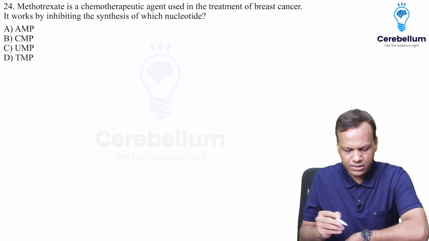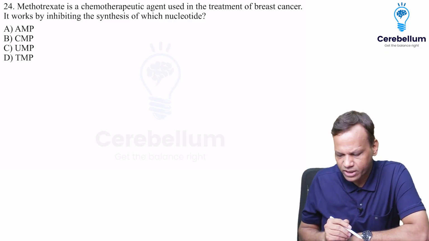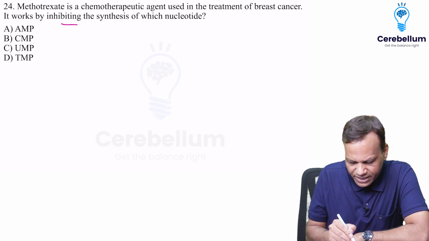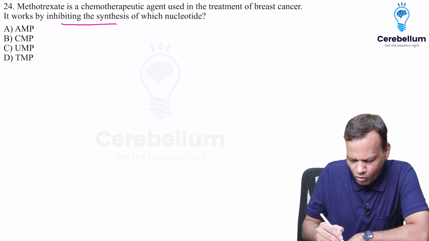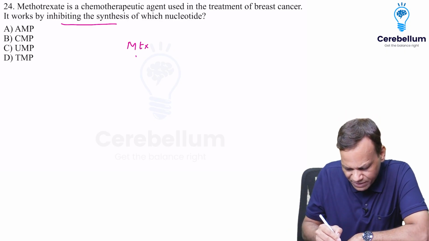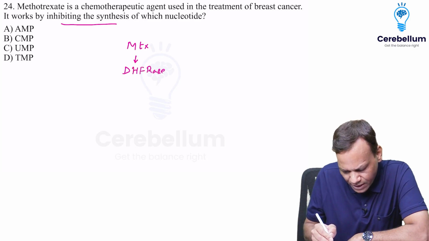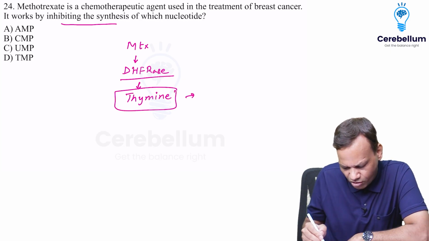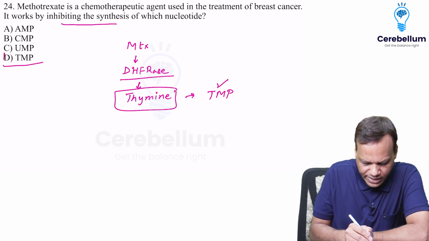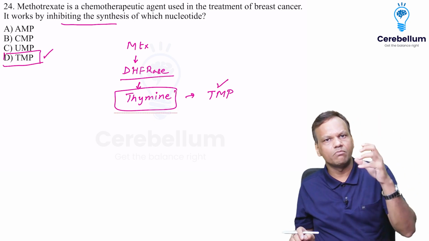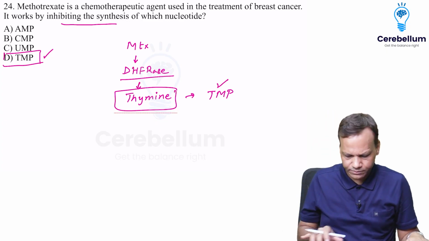Okay. Next, methotrexate is a chemotherapeutic agent. It works by inhibiting the synthesis. So basically we know methotrexate inhibits the enzyme dihydrofolate reductase, and this is finally involved in the formation of thymine. So basically there will be deficiency of thymidine monophosphate. So methotrexate acts by decreasing thymidine monophosphate. Okay.